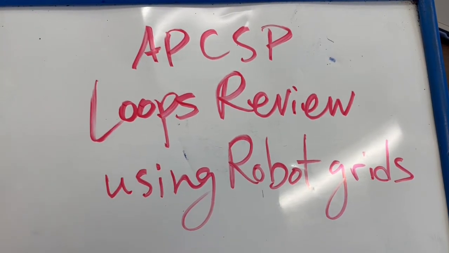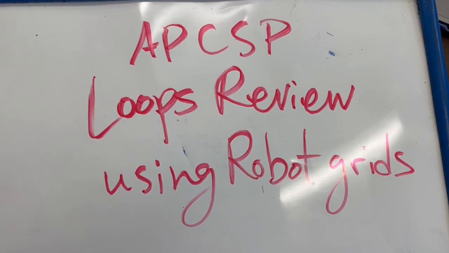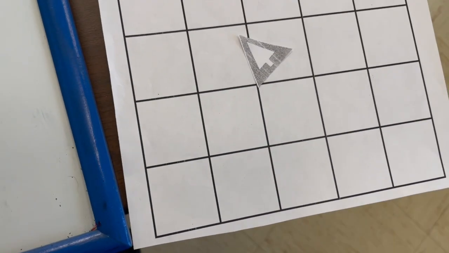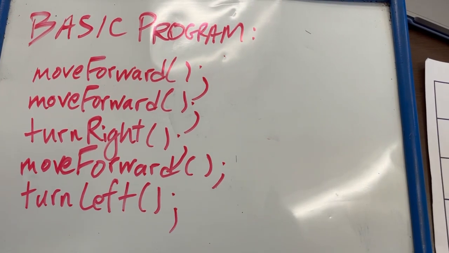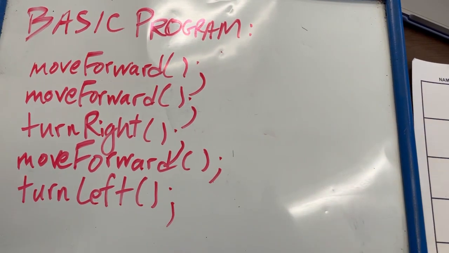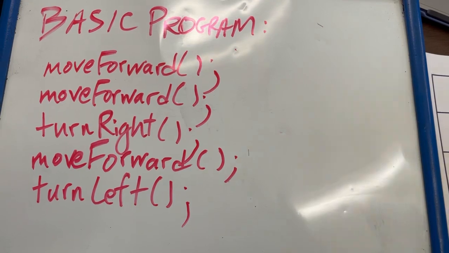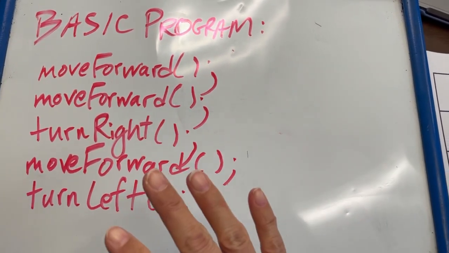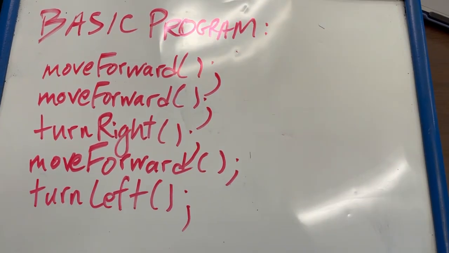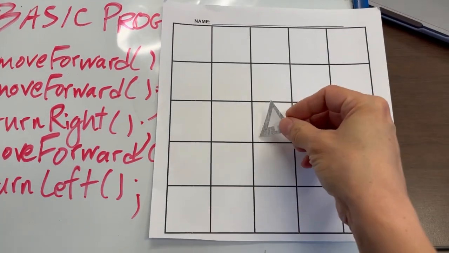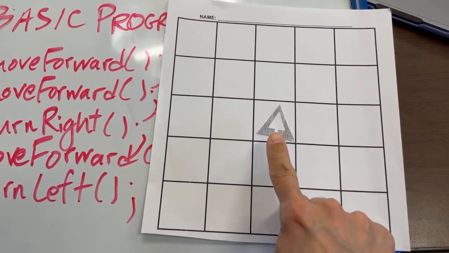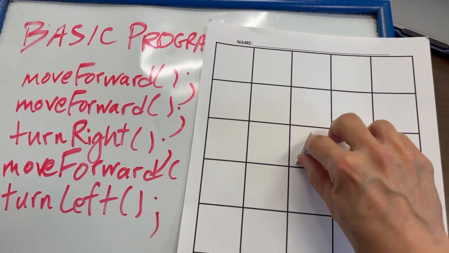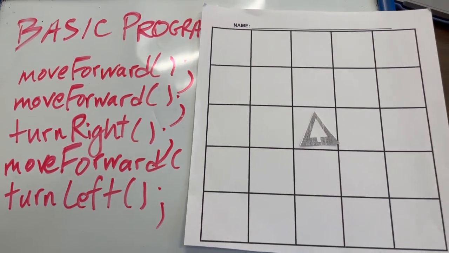Hi everybody, this video is to review for AP/CSP loops using robot grids like this. For the first example, we're going to go through a basic program. A basic program doesn't have any loops and it's just a series of steps, and we're going to show how the robot would move on the grid. Here's our robot. We're going to start it pointing up. This is our robot, the triangle, and we're just going to start it in this middle position, but we'll start wherever the program tells us to.